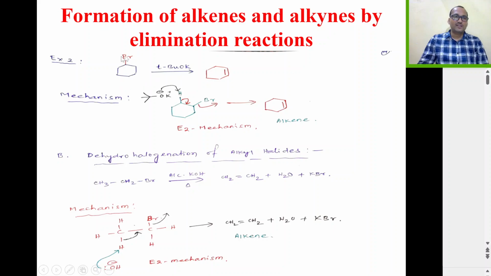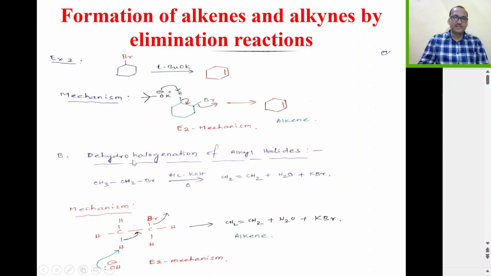So if we take another example, this bromide. So if you use tertiary butoxide, you will get this cyclohexene. So this butoxide anion will take this proton and this CH bond will come here and it will kick out Br as Br minus. So you end up with alkene, the cyclohexene. So this is coming under the E2 mechanism.